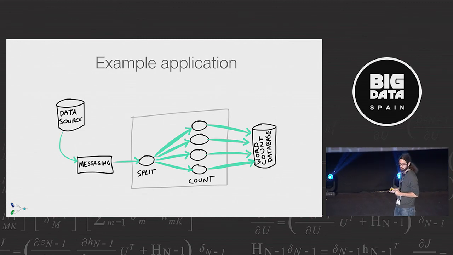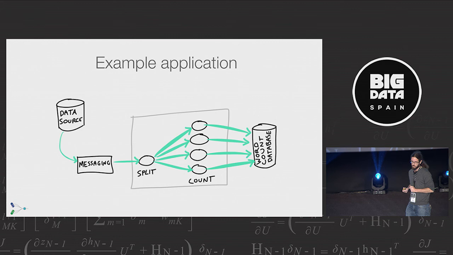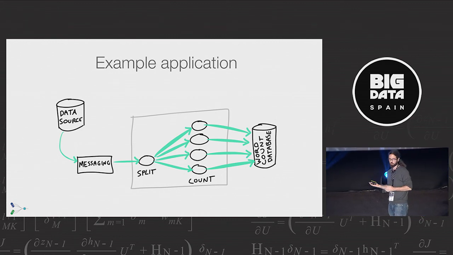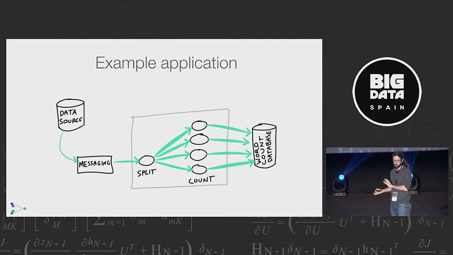To illustrate the differences between these semantics, I'm going to be using just this simple word count application, which we've already seen once today. You have a data source. It can be something like the Twitter Firehose. Data is pushed from that data source into a messaging system, which carries the data to a stream processing system.